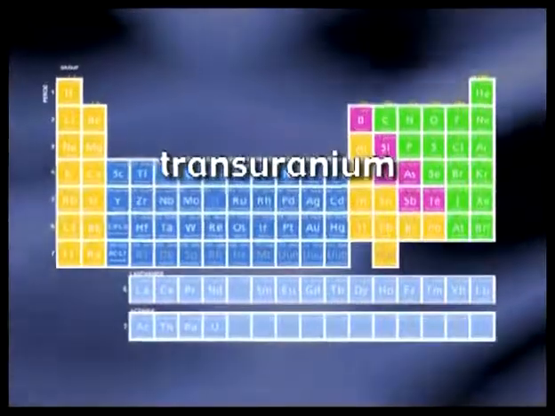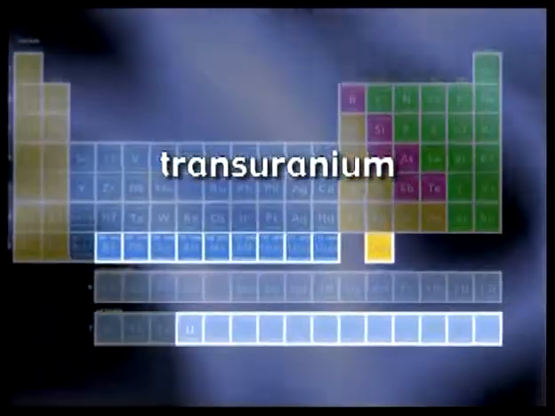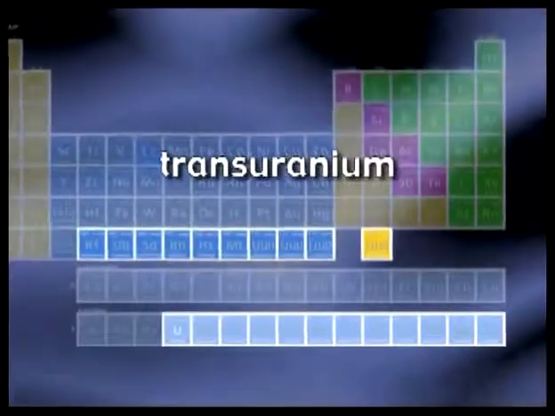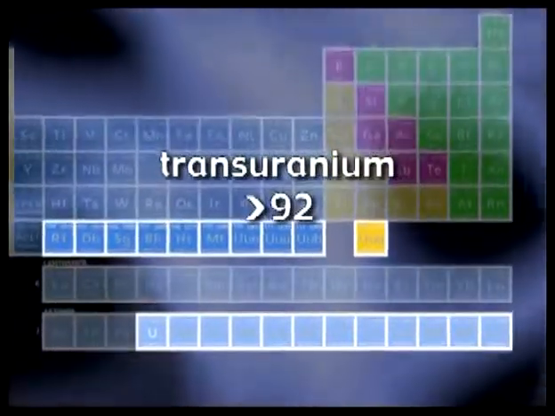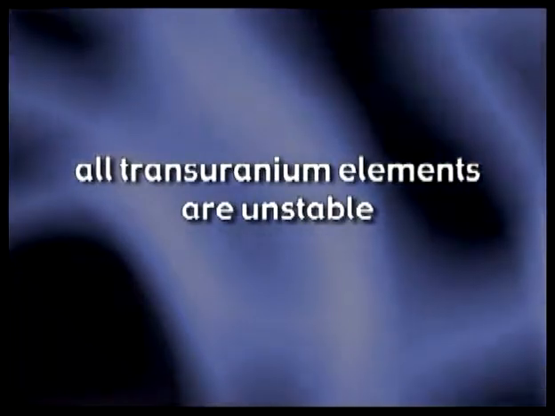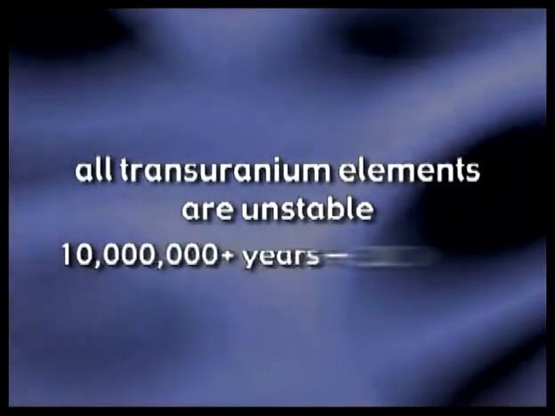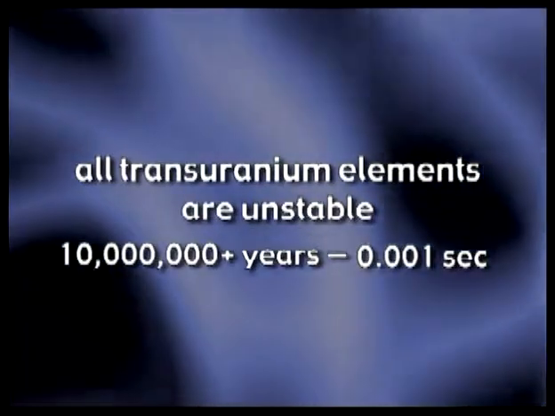The transuranium elements are so called because they all lie beyond uranium. That is to say, they are elements with atomic numbers higher than 92 in the periodic table. All the transuranium elements are unstable, decaying radioactively, with half-lives that range from tens of millions of years to mere fractions of a second.